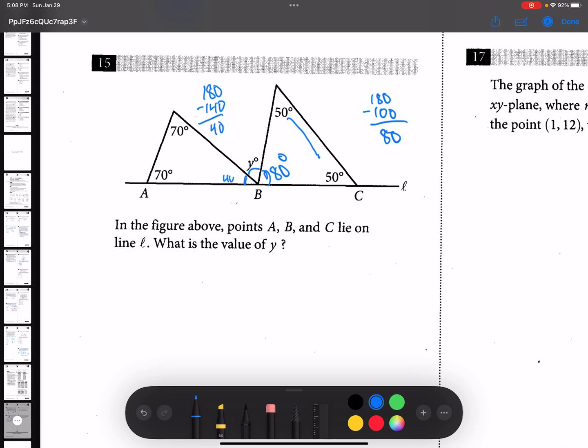So this is 40. Now, because this is a straight angle going through this entire line, that's equal to 180 degrees. 40 plus 80 is 120. So 180 minus 120 would give us 60. So that means that y is equal to 60 degrees. So 15, our answer is 60.